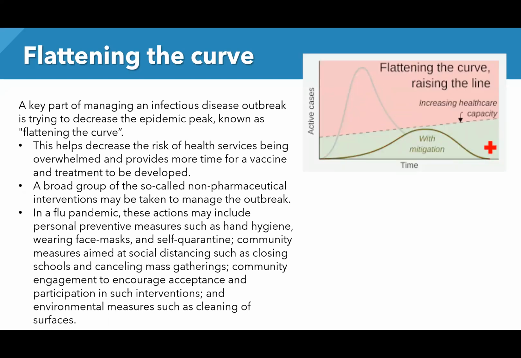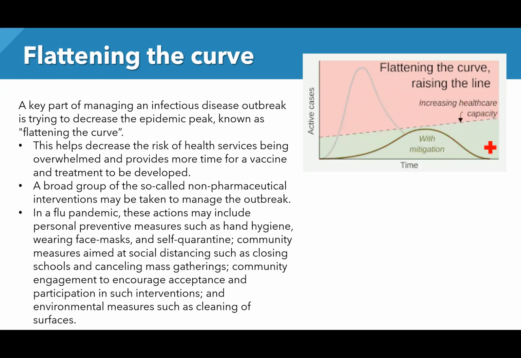So here we've got a little animation showing how mitigation can flatten the curve. What it means is that over time, the number of active cases decreases, and eventually the number of cases reaches a level where the healthcare system is able to cope, and therefore the NHS in the UK wouldn't be overwhelmed by an increased number of cases.